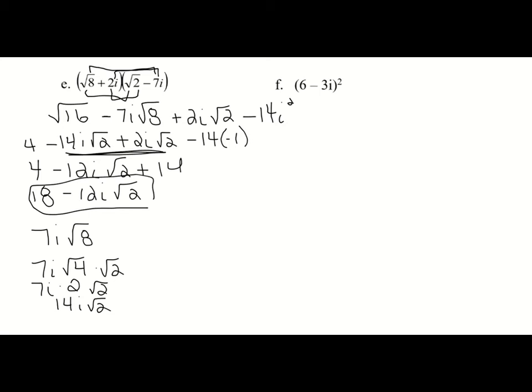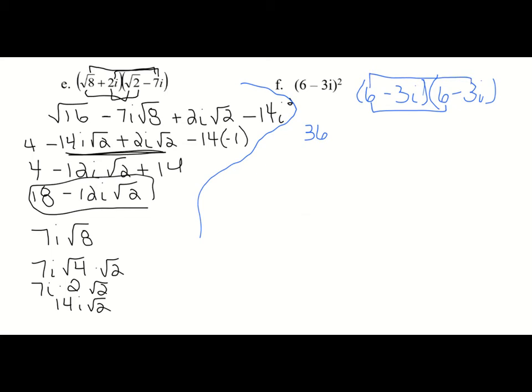All right, so for C, we have a squared expression. So remember, when it's squared, we're going to multiply the expression together twice. So 6 minus 3i times 6 minus 3i. I am going to FOIL, so 6 times 6 is 36. 6 times negative 3i will give me negative 18i. Negative 3i times 6 again will be negative 18i. And then negative 3i times negative 3i will be a positive 9i squared.